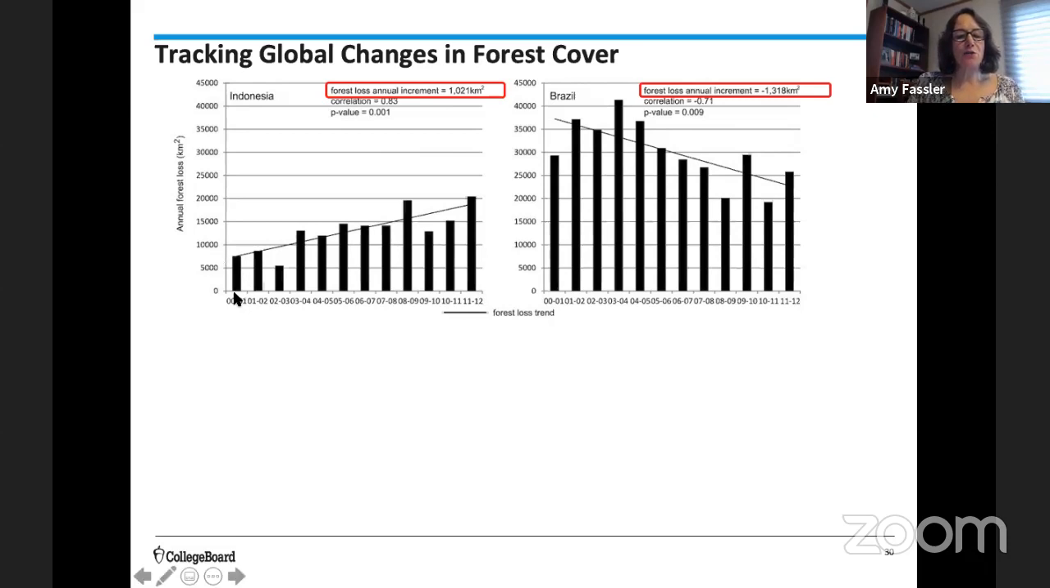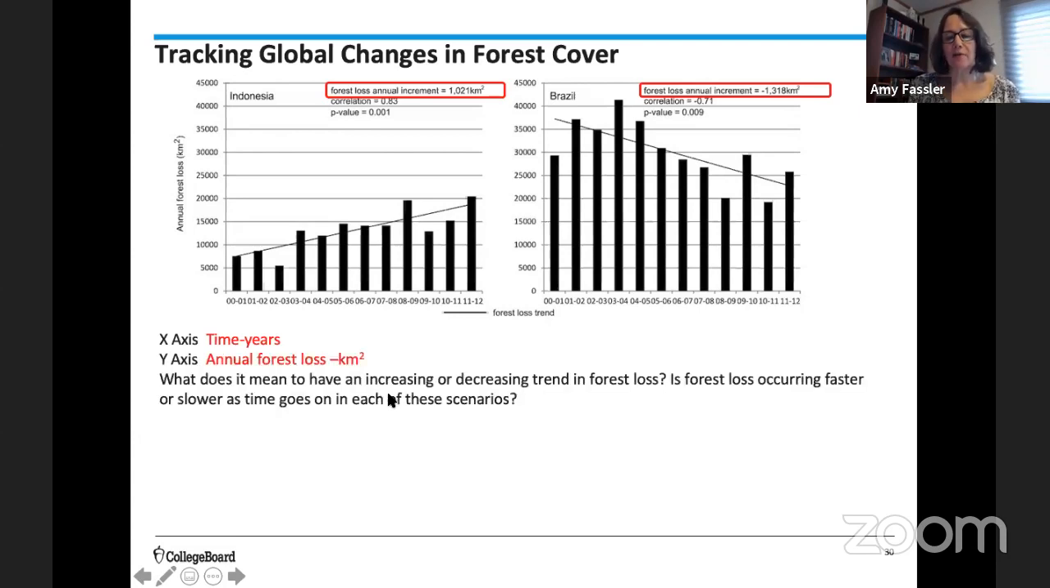So in 2000 to 2001, that's an annual cycle, I lost about 7,500 square kilometers of forested land. In Indonesia, this is Brazil. And there's some statistical values represented here that represent that trend line. I want to really focus in on this value. This is the forest loss annual increment. So my x-axis is time, my y-axis, annual forest loss in kilometers squared.